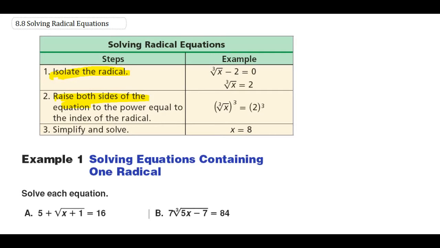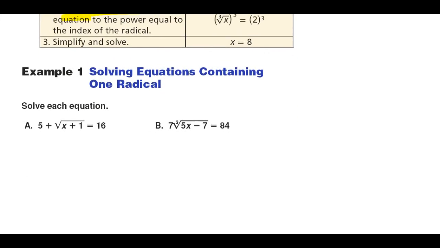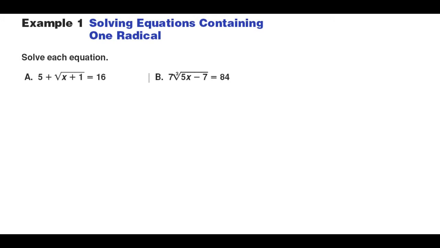So let us try to see how this solving of radical equations works. So example 1 here, we got 2 of them. First thing, remember, step 1 is isolate the radical. So I'm going to move 5 over on both sides and have the square root of x plus 1 equals 11. I'm going to check to see, does that look isolated? It does. So now let's get rid of it.